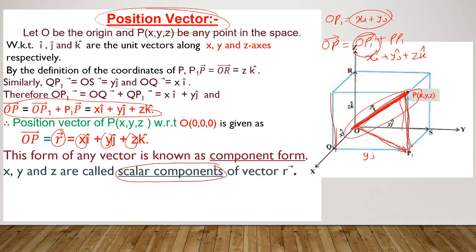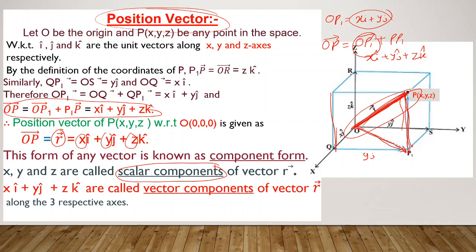And there is one more component which may also be asked for one mark: xi, yj, and zk are called the vector components of vector R. So only x, y, and z are called scalar components, and xi, yj, and zk are called the vector components of vector R along the three respective axes.